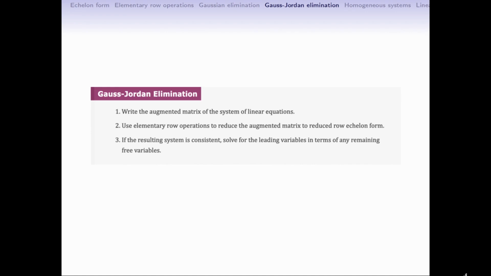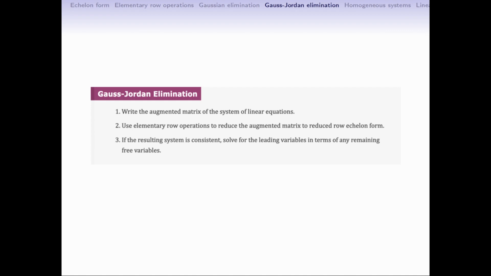Now remember, earlier in this section, we were taking a system of equations, putting it into an augmented matrix, using row operations to get it into row echelon form, and then using back substitution to describe the solution to that system of equations whenever that system was consistent. Now, we're going to do an enhanced process called the Gauss-Jordan elimination process. This is a process whereby we can solve a system of equations.